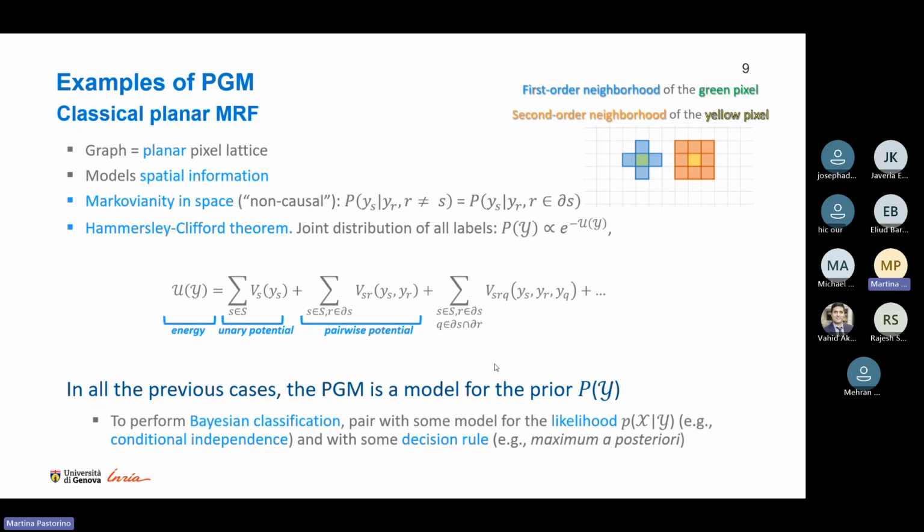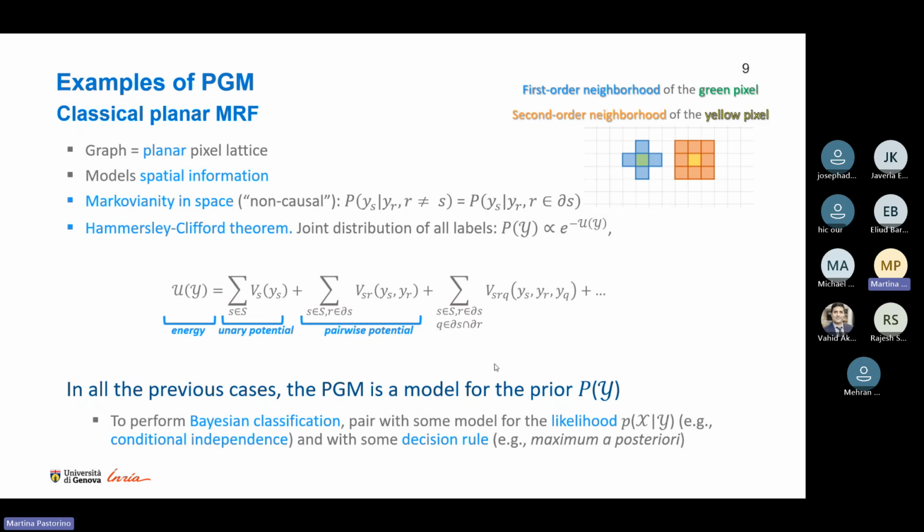Basically, a probability that given a certain class label at the pixel, we will have the same class label at the neighboring pixel, which is typically true in natural images. And then we can have higher order potentials. Usually, most of the models stop at the pairwise, but it is possible to account for higher order interactions.